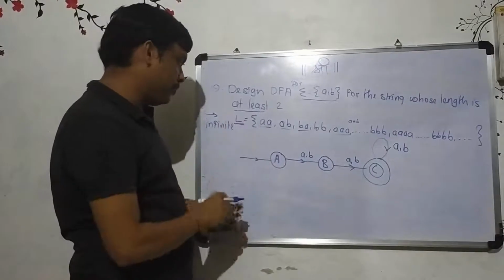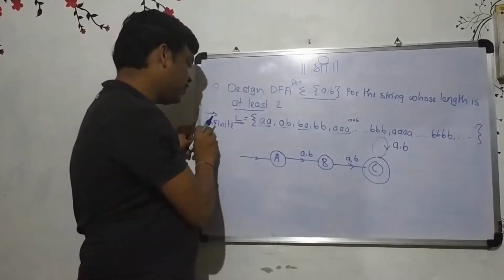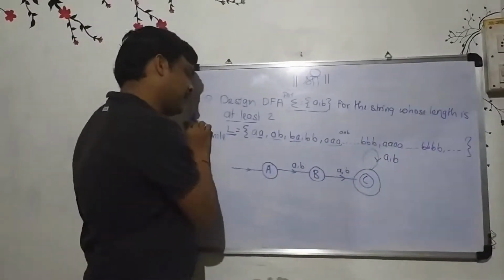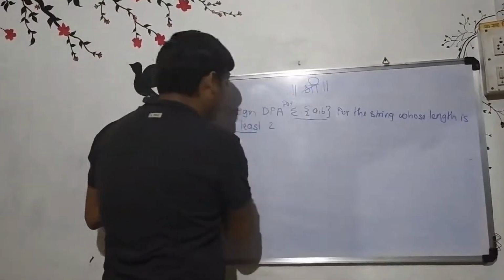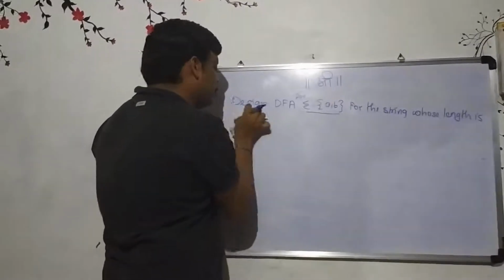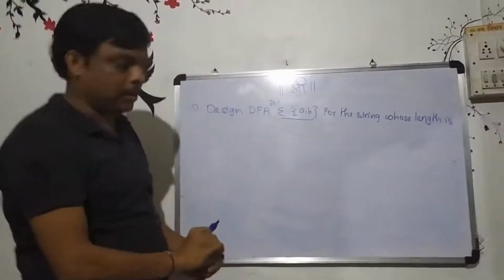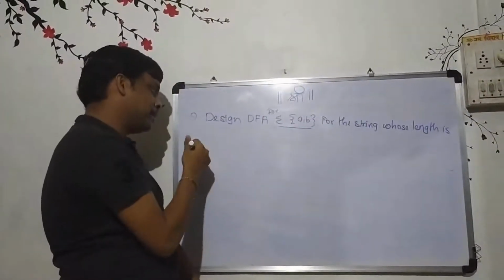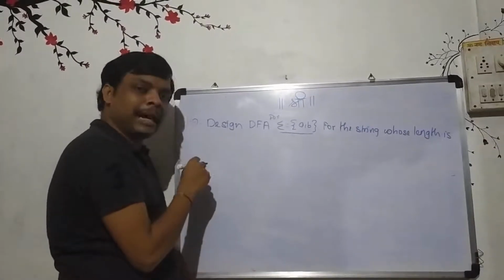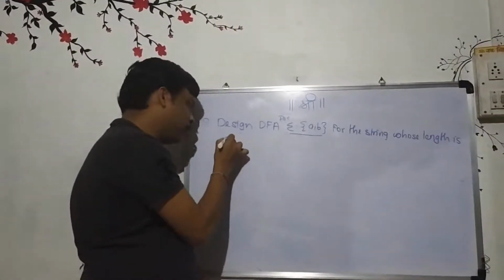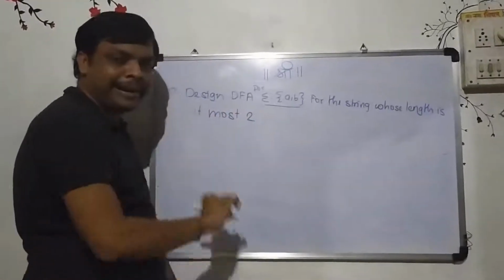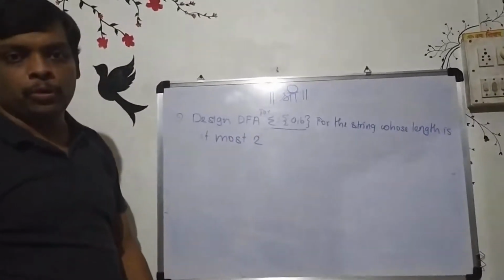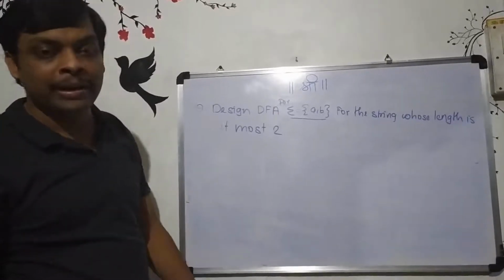Okay, so I hope you are getting this particular point. Now immediately I just want to take one more example. Here I am just going to change the keyword, and the remaining data is as it is. In the earlier case I mentioned at least 2. Now I am going to mention at most 2. What is the difference between at least 2 and at most 2?